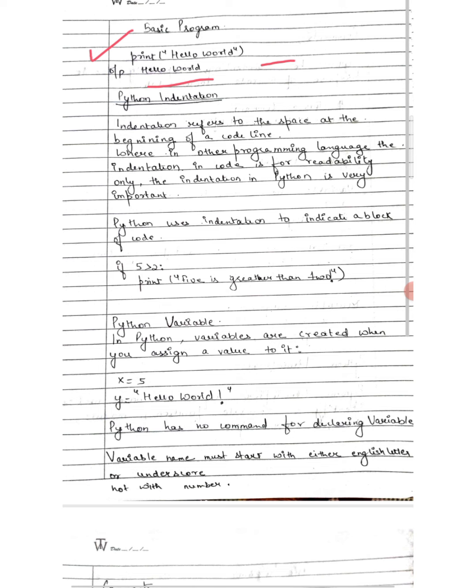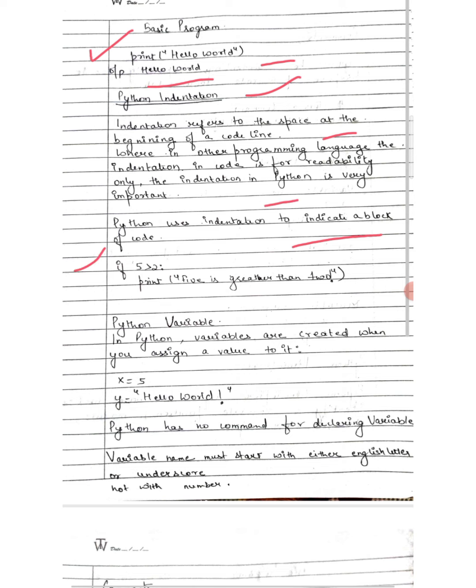Next thing which will be studied in this video is what is indentation, what is the use of indentation, and what is the difference between indentation used in Python and in other programming languages. In other programming languages, indentation is just a space, but in Python indentation indicates a block of code. It refers to the space at the beginning of a code line. In other programming languages the indentation is for readability, whereas in Python indentation is very important. How it is important we can see here in the example.